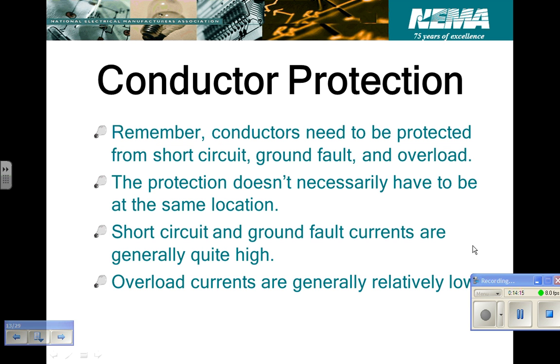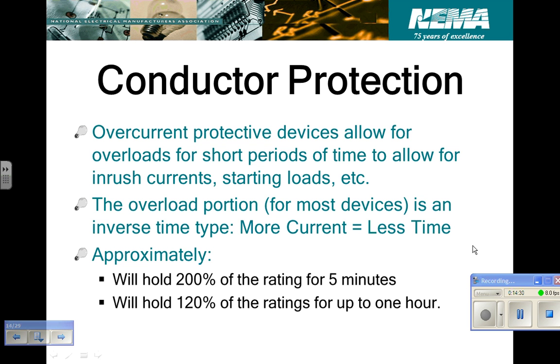Overload currents are generally relatively low because it's like a lot of water is flowing and it's just a little more than we're expecting. And it's going to wear parts down in water systems. Kind of not the same thing, but in motors, it makes things start, well, we won't get into that right now. Okay, conductor protection. Overcurrent protection devices allow for overloads for short periods of time.